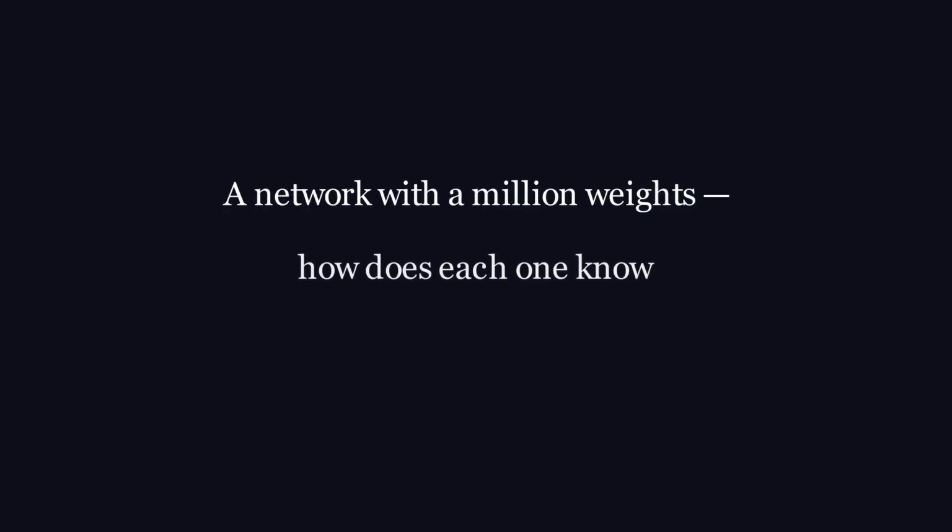A network with 1,000,000 weights. How does each one know whether to go up or down?